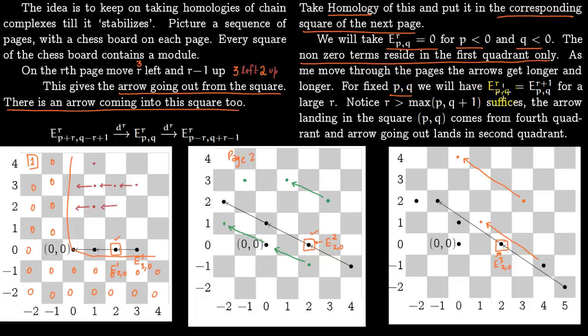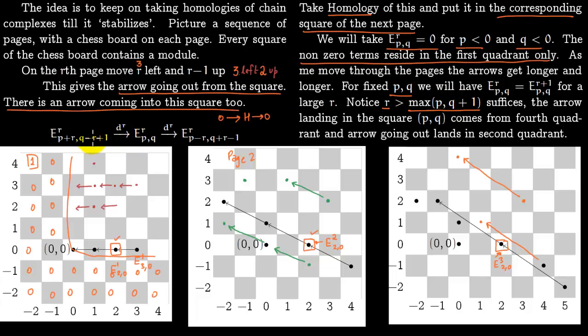So ultimately, if the arrows start from 0 and land in 0, your homology is constant, because if you have some homology group H here, you compute its homology. Homology is just the kernel because the image is 0, and the kernel is this entire element H, and therefore it just stabilizes. Now this will obviously happen if r is greater than the maximum of P comma Q plus 1. That is precisely because of this equation here.